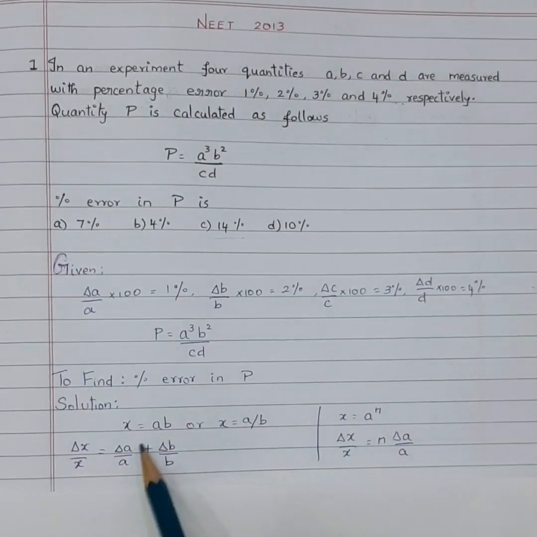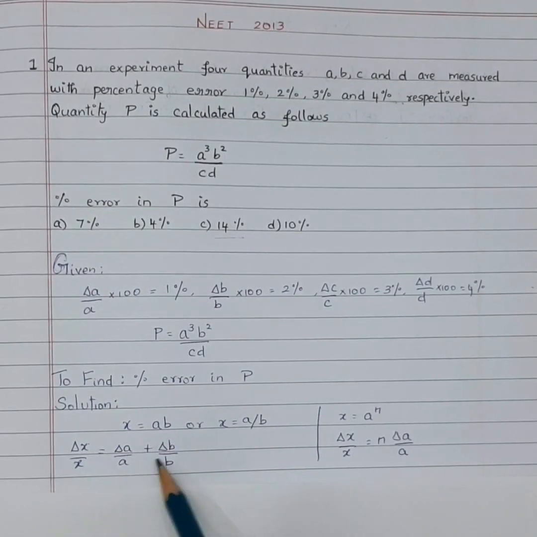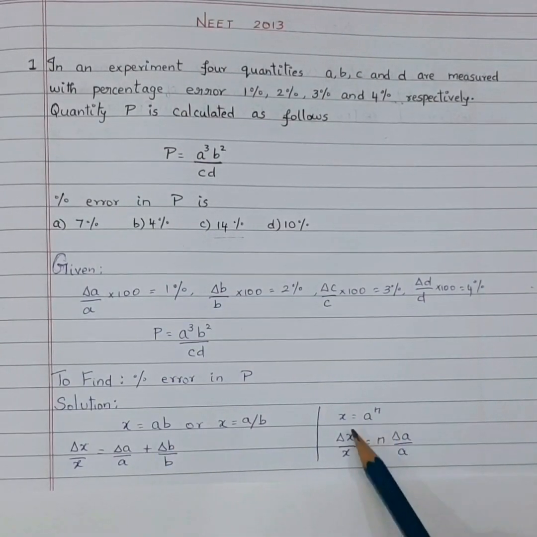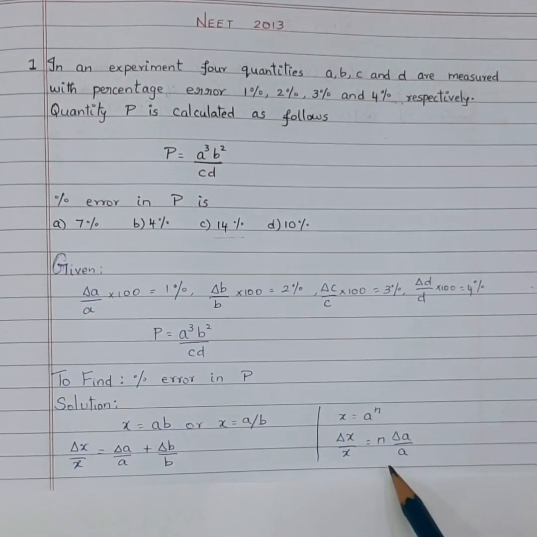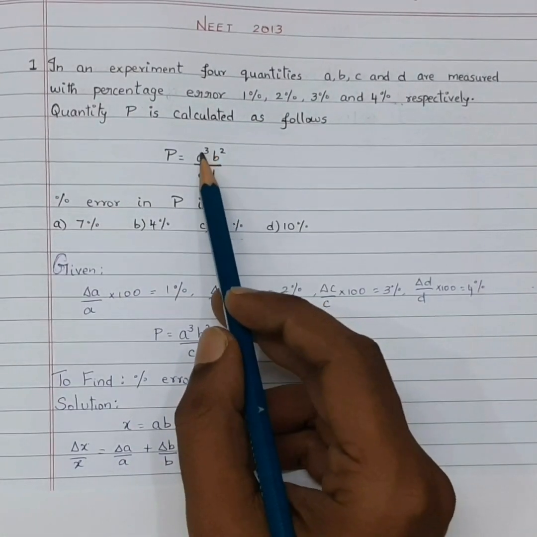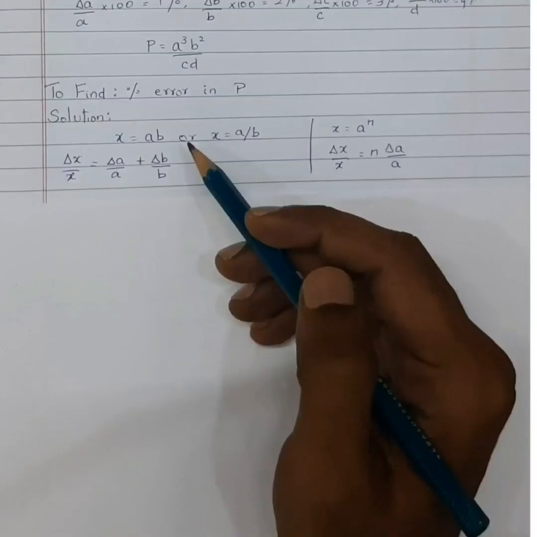So if your expression contains either a product or division, then the relative error is given by del A by A plus del B by B. That is, you have to add the relative error of A and B. Similarly, if your expression has an exponent, then the relative error is given by n into del A by A. So in the given question, we have exponent, product and division. So let's try to apply these formulas here.